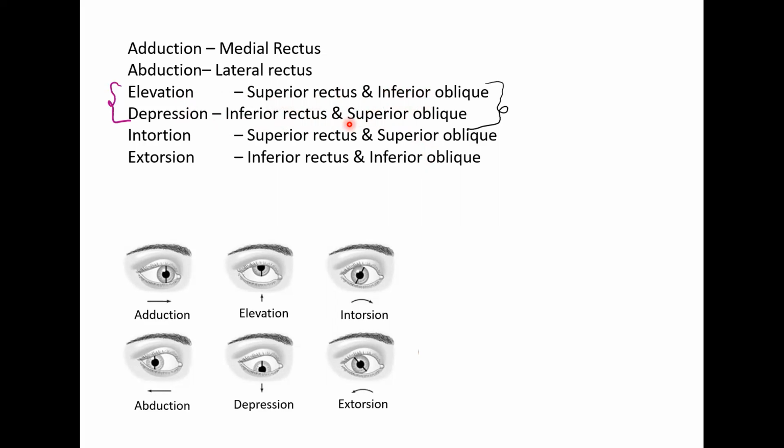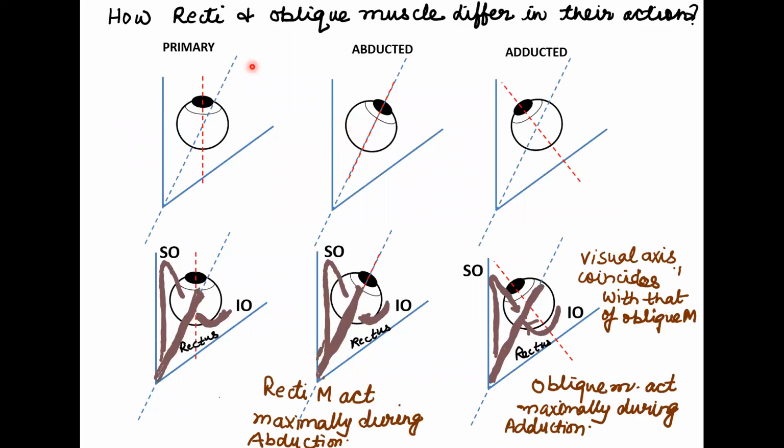As we see in the next diagram, we have drawn the position of the eyeball in three sets. First is the primary position of the eyeball when we are looking forward. With the red color, this is the visual axis. Visual axis means an imaginary line which is passing through the center of the anterior pole and the center of the posterior pole. Second eyes are showing the abducted or laterally rotated position of the eyeball. And third is the adducted or medially rotated position of the eyeball.